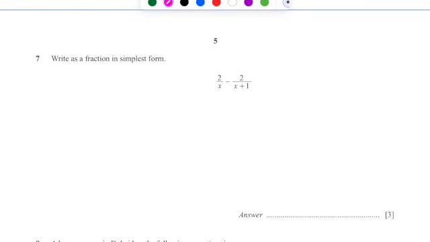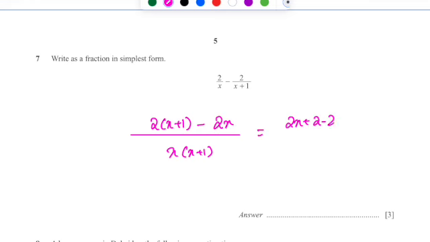Write down in the simplest fraction. The common denominator is x times x plus 1, 2 times x plus 1 minus 2x. So which is going to be 2x plus 2 minus 2x divided by x times x plus 1. 2x cancels, 2 upon x times x plus 1.